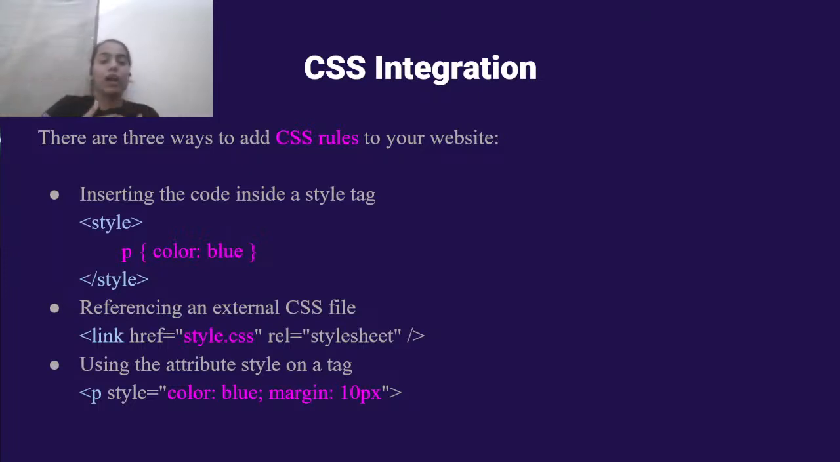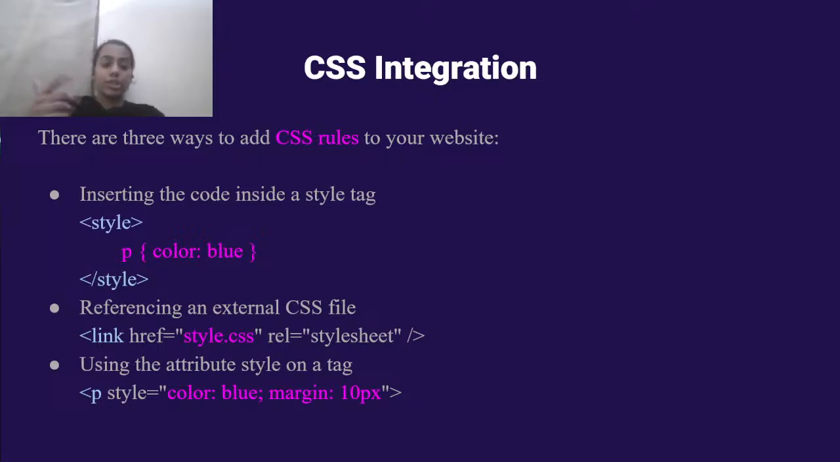Next, you can reference an external file. Sometimes you have a huge amount of CSS code, so you want to store it in some other sheet. You can use the link tag where you will specify the name of the file you want to access, and rel you will mention as stylesheet. Another way, you can use it inside the tag itself. So we can do it individually also. For this particular paragraph, I want color blue and margin 10 px.